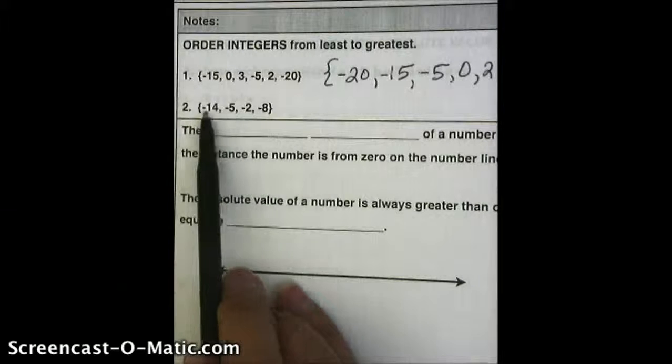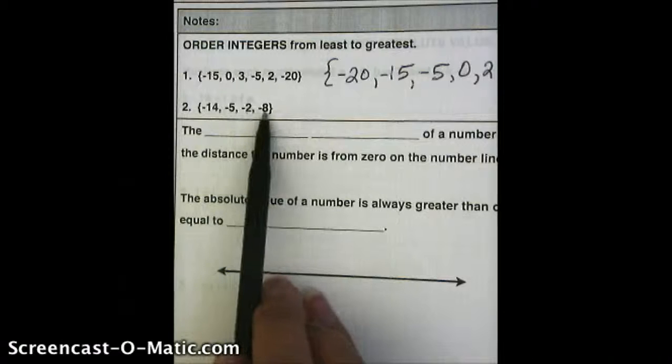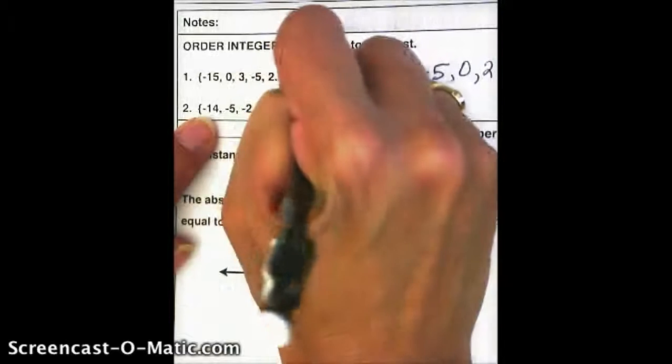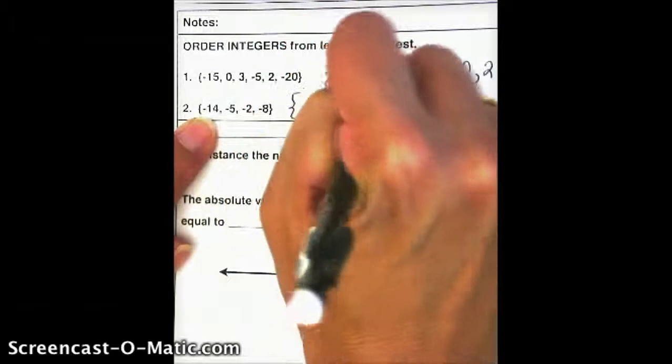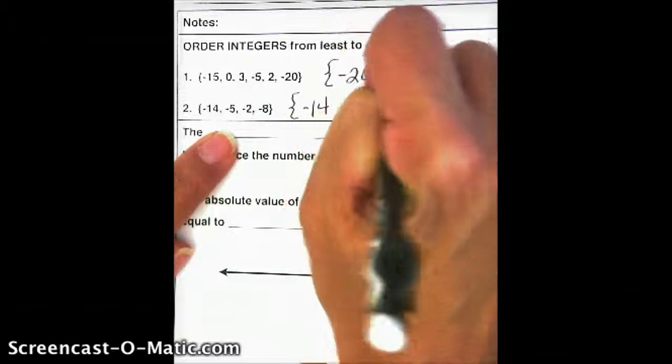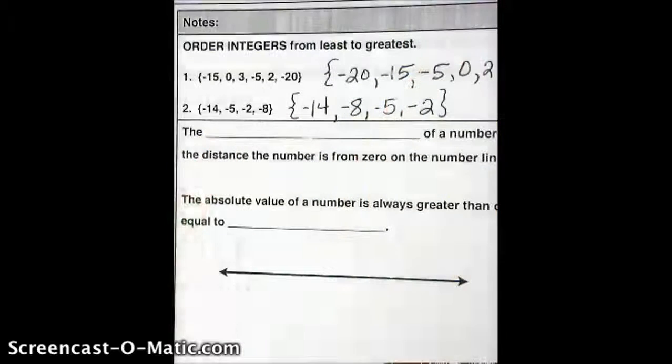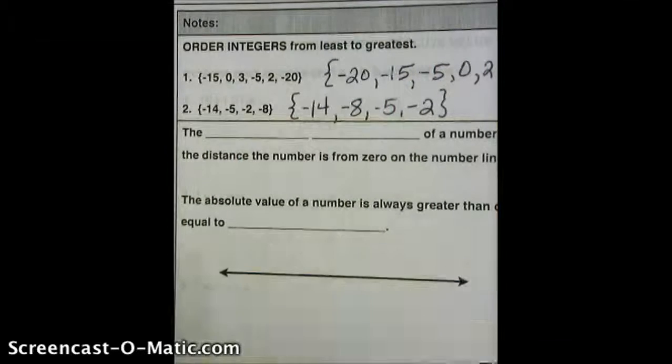In number 2, we have -14, -5, -2, and -8. So they're all negative numbers. We're going to look for the one that's going to be furthest to the left. In this case, it will be -14, then -8, then -5, then -2. And you do need to use your brackets around these, and yours may be not very pretty. Sometimes mine aren't either, and that's okay.